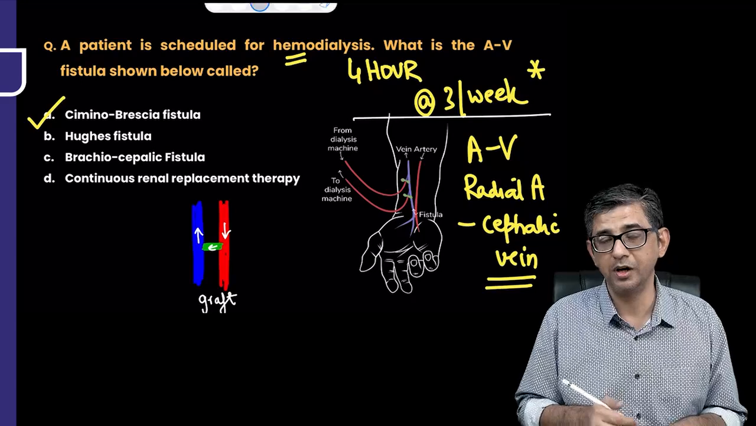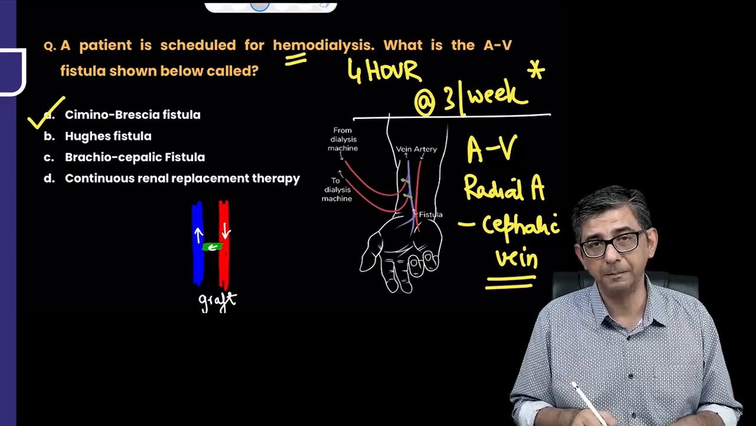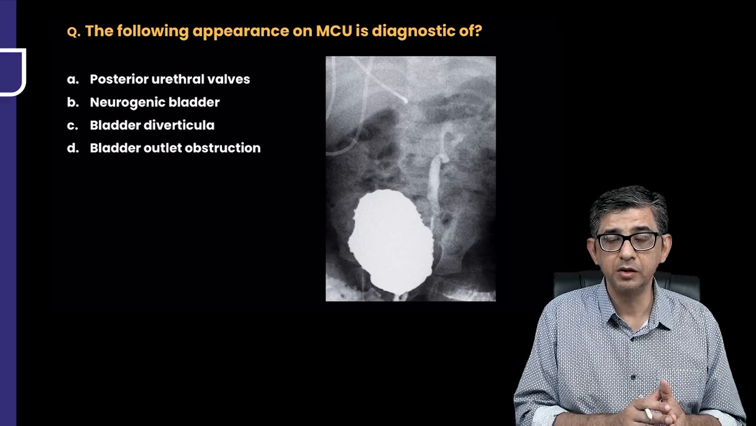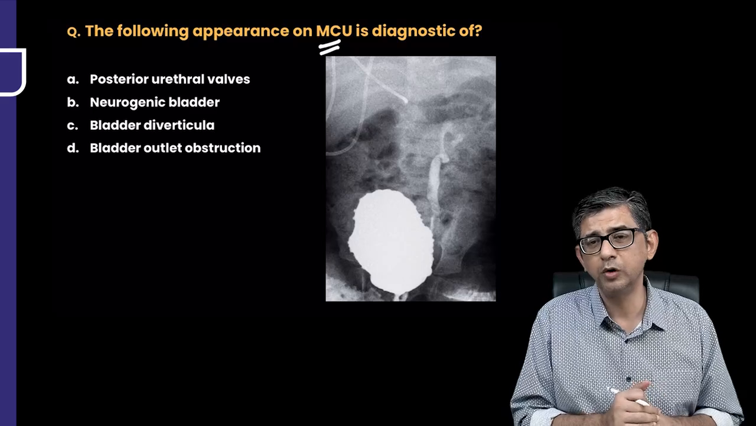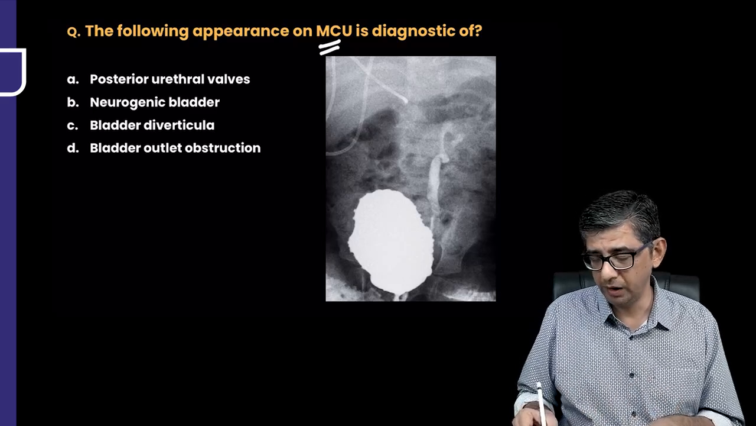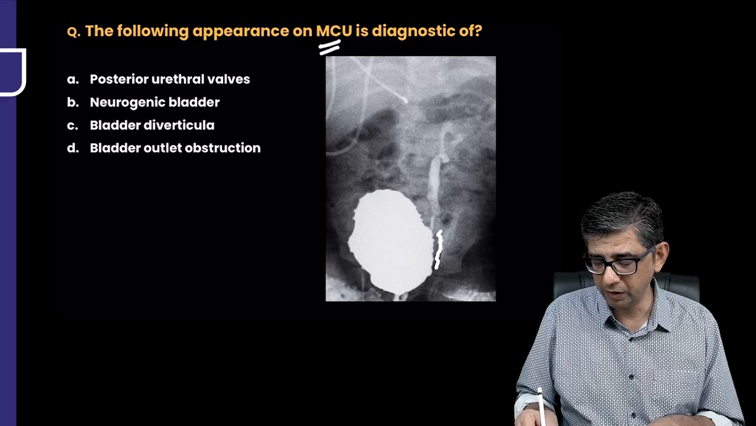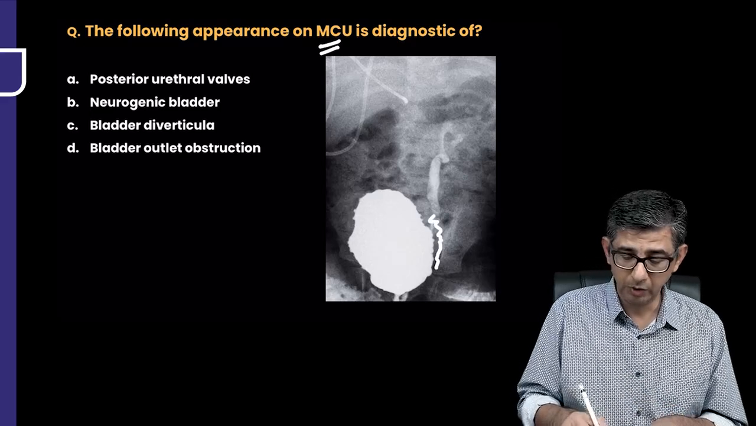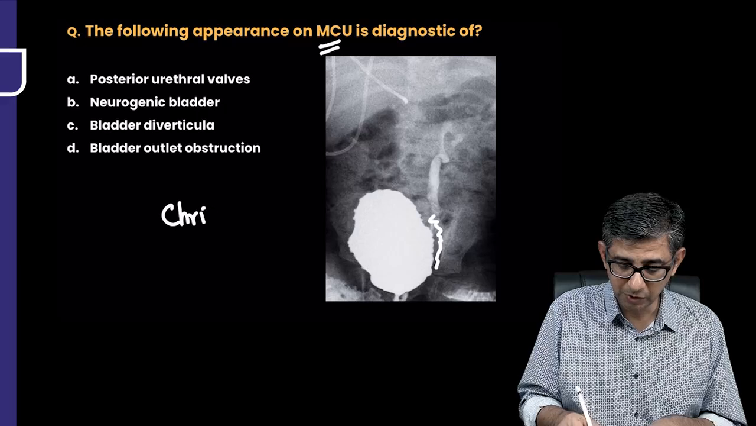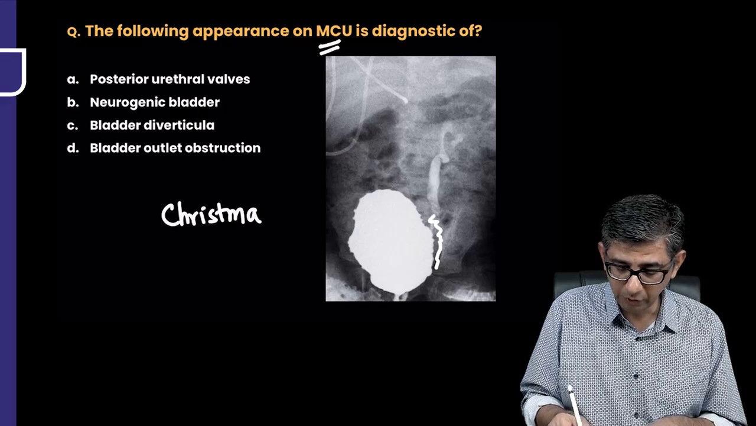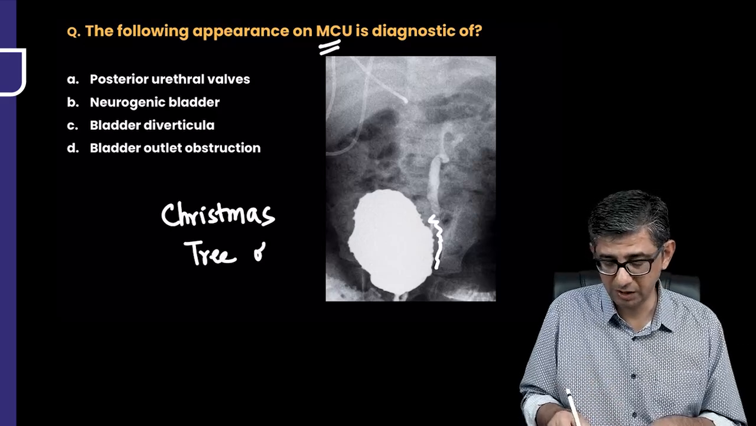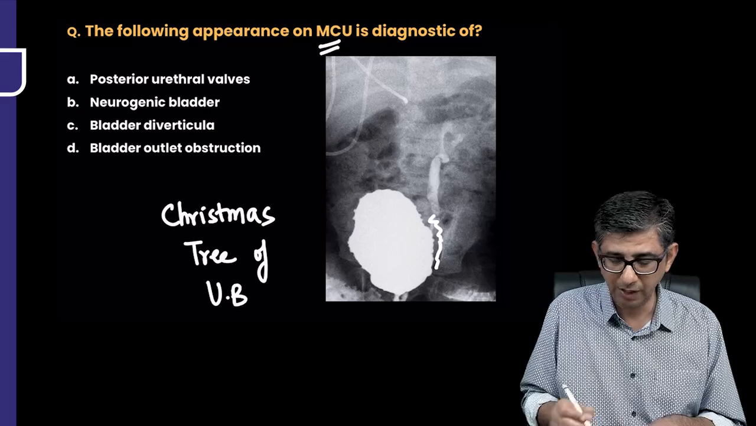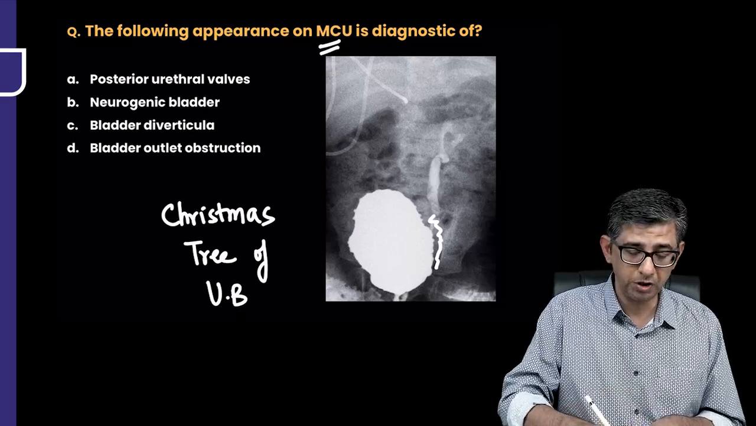The correct answer to the current question on the slide is option A. Coming to the next question, it says: the following appearance on micturating cystourethrogram would be diagnostic of what? You need to scan through the wall of the bladder, and I think you will agree that the wall of the bladder is very irregular. Because of this, I'm going to use the term Christmas tree appearance of the urinary bladder, and that would help you nail the diagnosis in this case. UB here stands for urinary bladder, which would be neurogenic bladder.